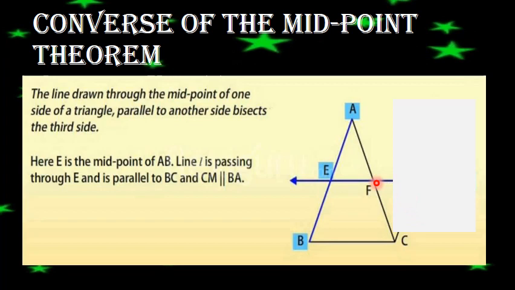But to say that F is the midpoint of AC, two conditions should be satisfied. Which are those? E should be the midpoint of AB and this line EF should be parallel to BC. Then you can say that F is the midpoint of AC. So this is the converse of midpoint theorem. In midpoint theorem, what did you learn? If E and F are the midpoints and if this line segment is joined, EF will be half of BC and EF will be parallel to BC. That is what you learnt in midpoint theorem, isn't it?